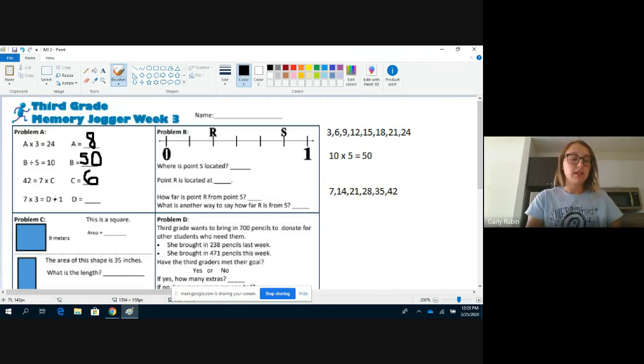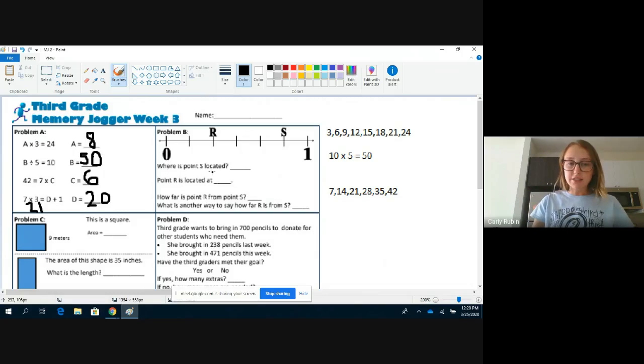All right, moving down to this one. 7 times 3 equals D plus 1. Well, to figure out what I need on this side of the equation, I need to solve this side. So first we start out with 7 times 3, which is 21. So I have to figure out what plus 1 is going to give me 21. The answer to that is 20. So go ahead and check your work for everything in the problem A box and make sure that you got them correct. Moving on to problem B.